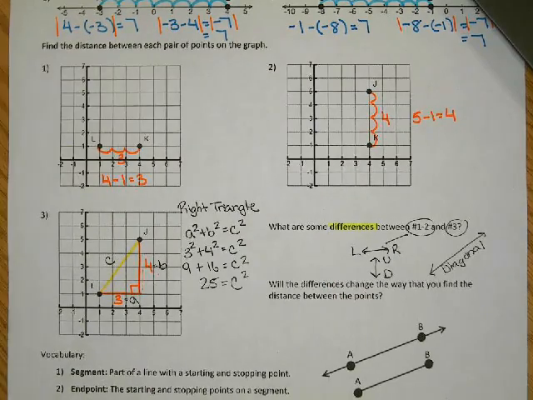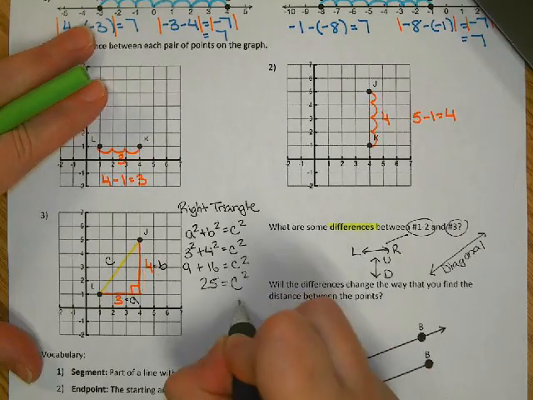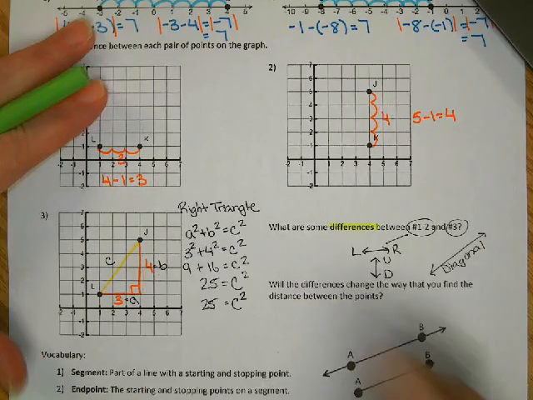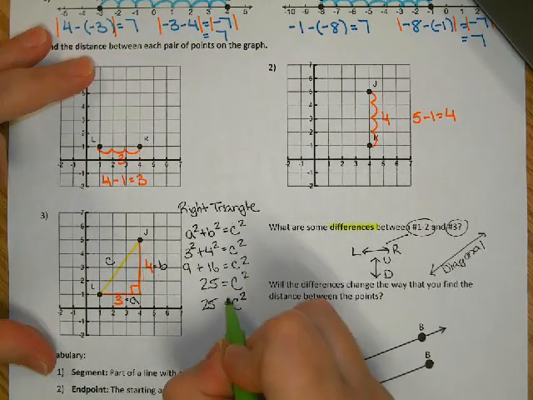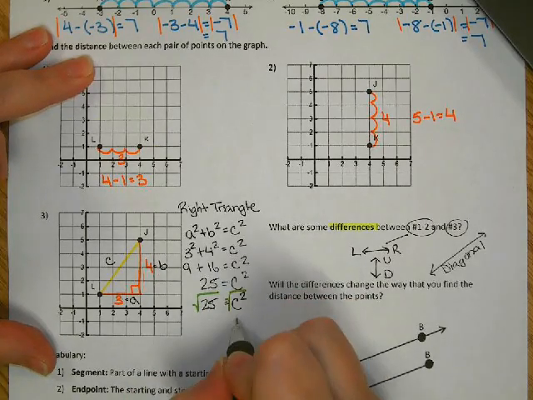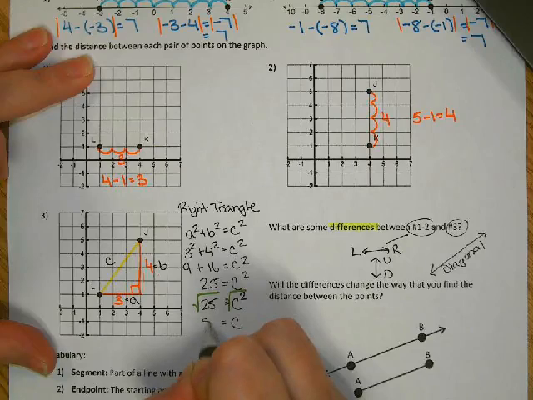Okay, and what do we do to figure out just what C is? Take the square root. Very good. So C is 5.